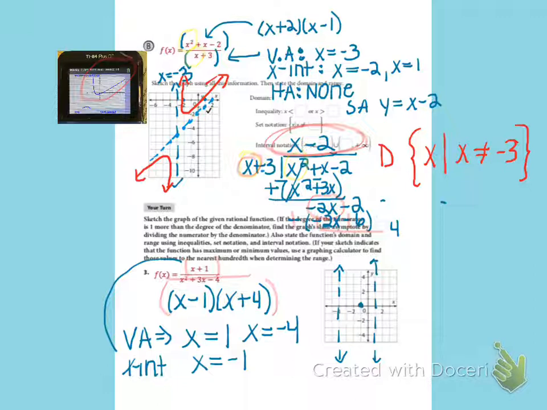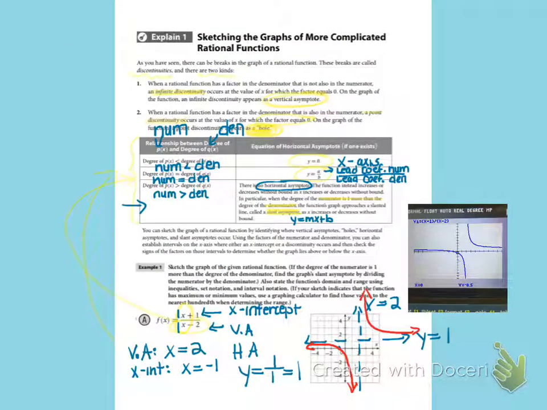And then now I have to see if there's a horizontal asymptote. So in order to tell that, I'm going to go ahead and compare the degree of the numerator and the degree of the denominator. And again, I'm going to go back and look at this table here. In that table, I could see in my function that the higher power was on the bottom. And so that's like this one right here. And it's saying if the degree of the denominator is greater than the degree of the numerator, then we have an asymptote at y equals 0, which is really the x-axis.